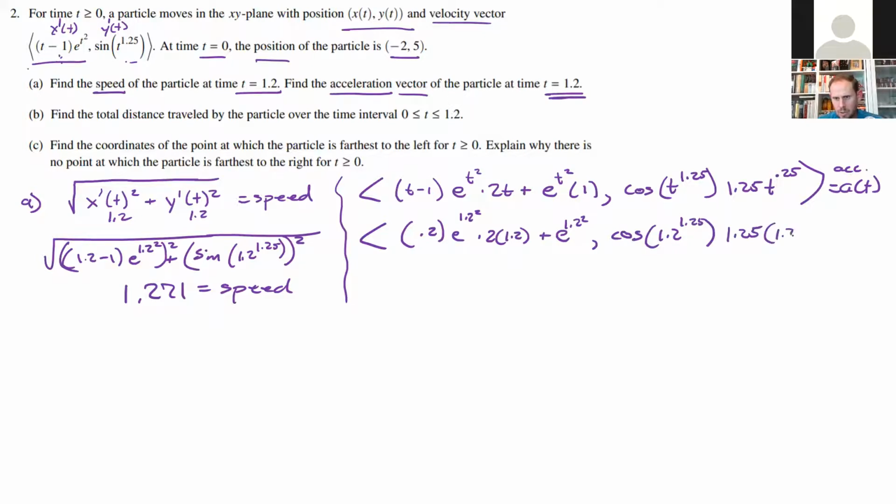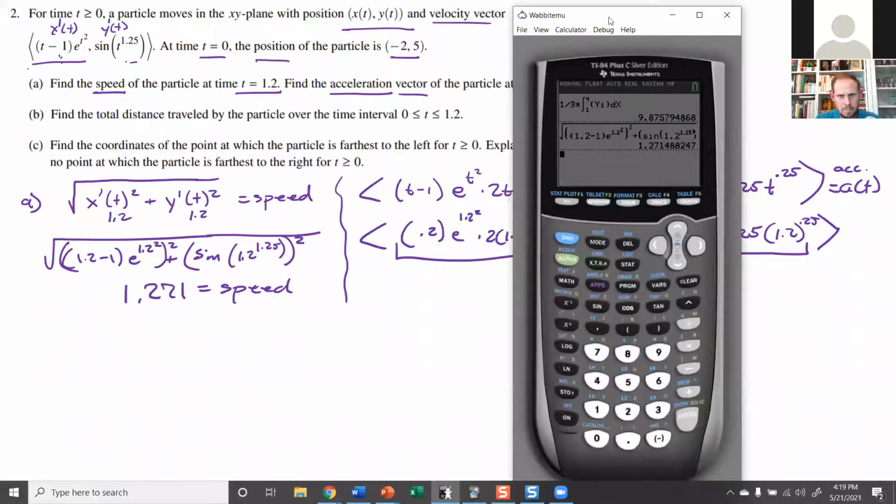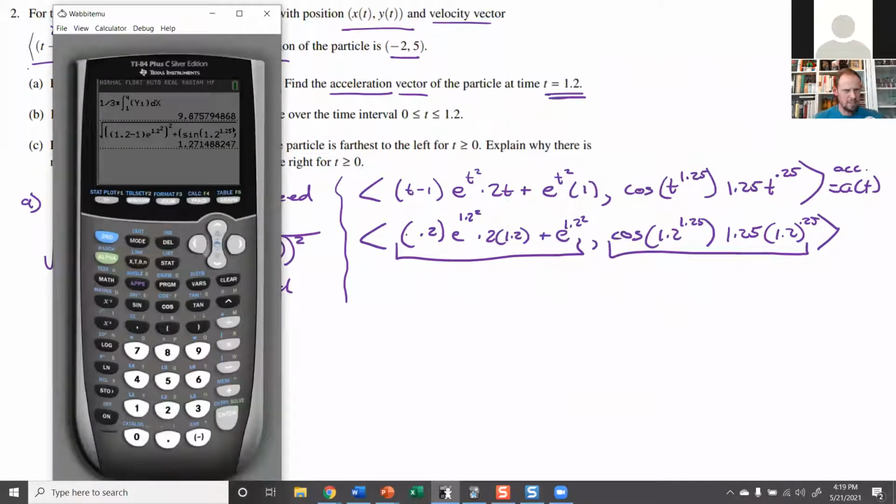1.25 times 1.2 to the 0.25. And now we just have to work out each one of these separately and get a number. And then we stop. That's all we need after that. We actually might be able to just leave it like that, but I would feel better actually working it out. Times secant of e raised to the 1.2 squared out of the exponent, times 2 times 1.2, plus secant of e to the 1.2 squared.